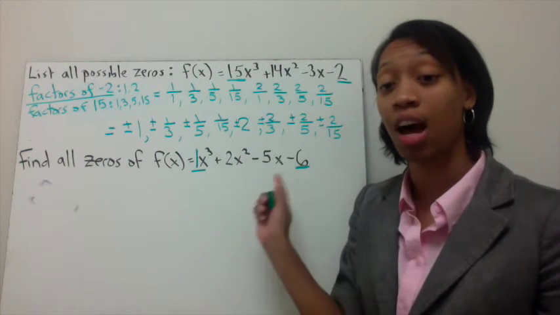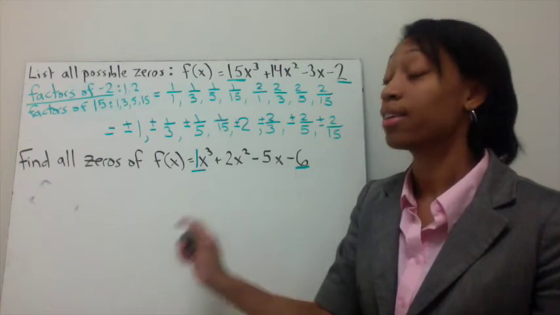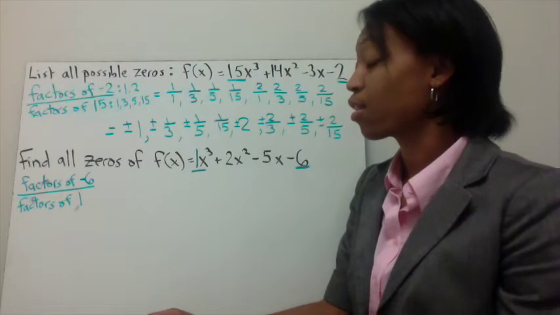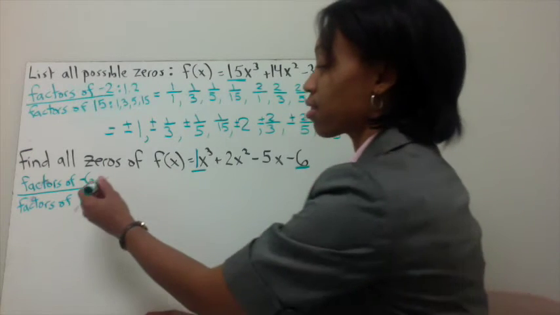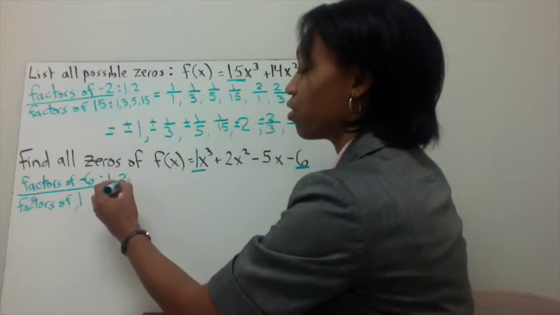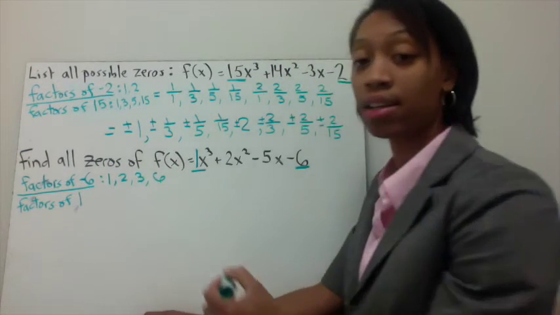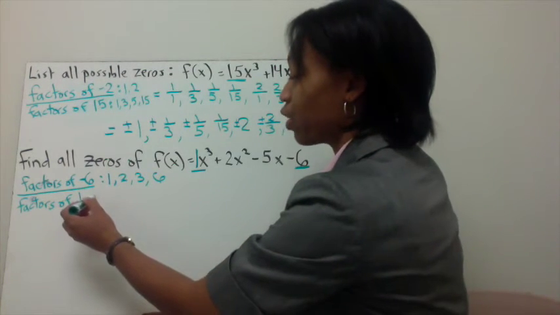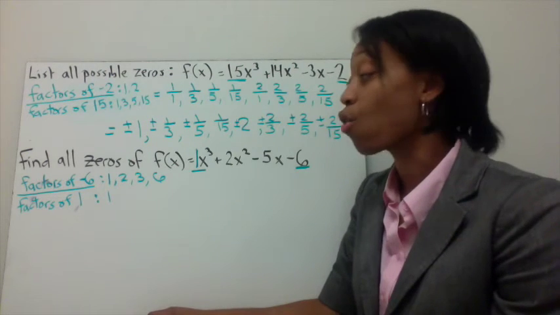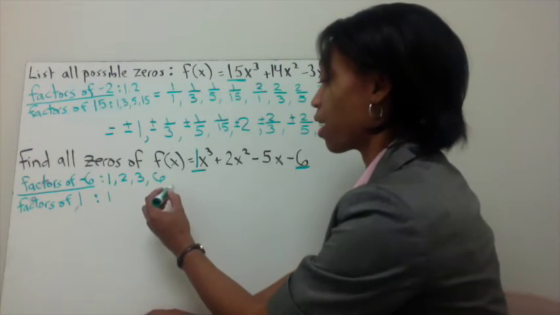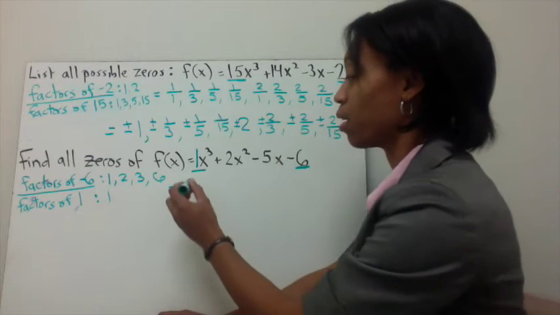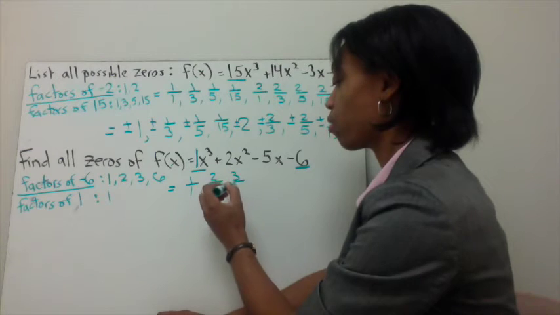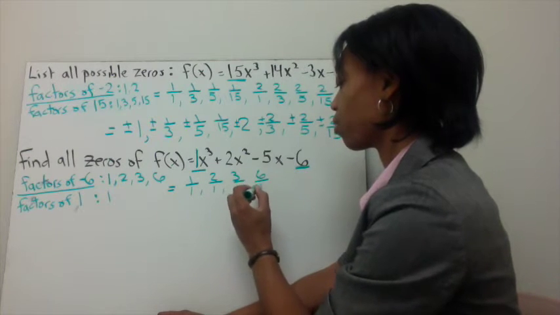And which one goes on top, the 6 or the 1? The 6. Okay, so what are the factors of negative 6? What numbers go evenly into 6? Well, that would be 1, 2, 3, or 6. And what are the factors of 1? Well, the only factor of 1 is 1, so the only options for my factors are going to be 1 over 1, 2 over 1, 3 over 1, and 6 over 1.